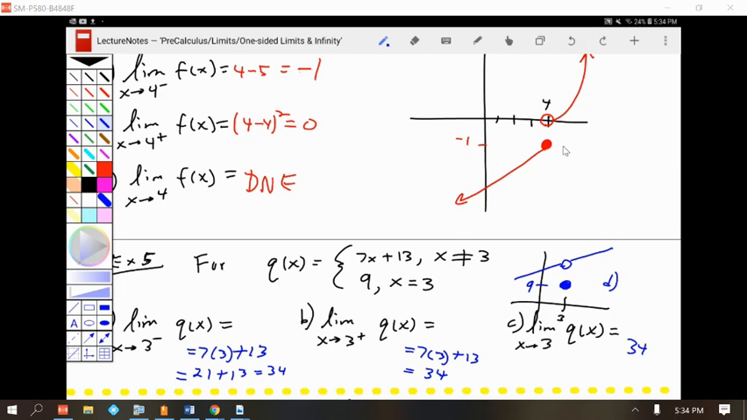I used q because, you know, q. This would be the point (3, 9). Q of 3 is 9. That is the y value at x equals 3. But the limit as I approach 3 from either side, both sides, is at the hole, right? Because as you get closer and closer to 3, the limit is the y value at this discontinuity.